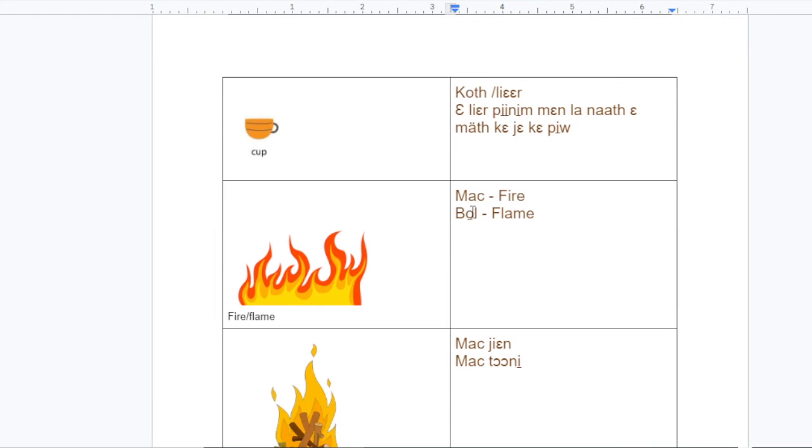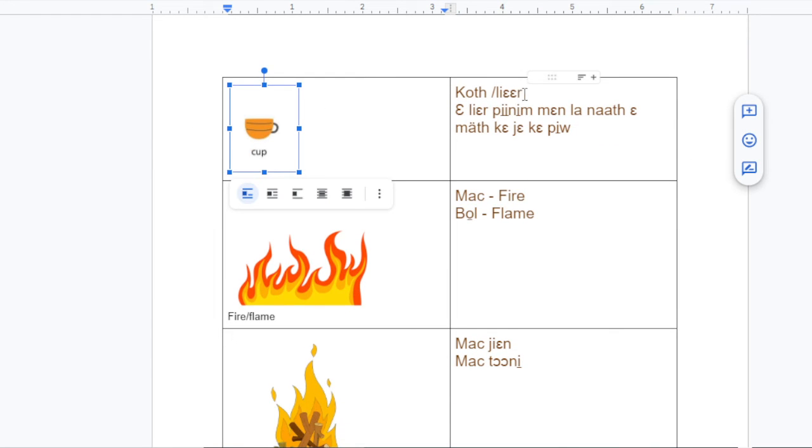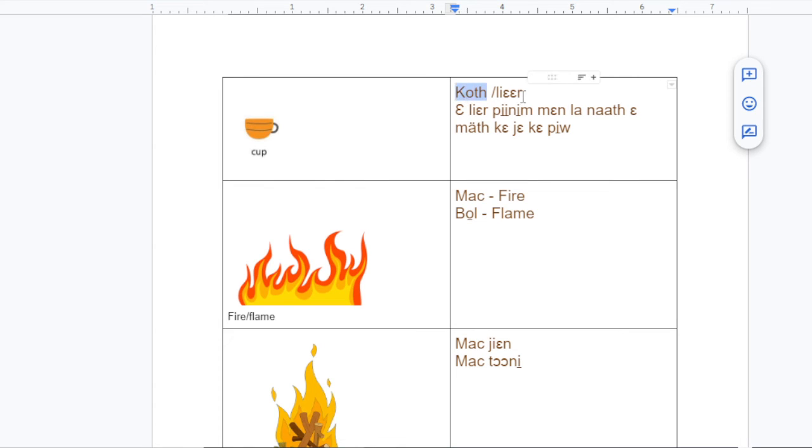Tak. Cup. Cup shuale kot. Cup, it is called quot. Quot, kia leer. One of these. Tak, I mean cup, means leer. Leer, kia quot. Leer, kia quot, it means cup.